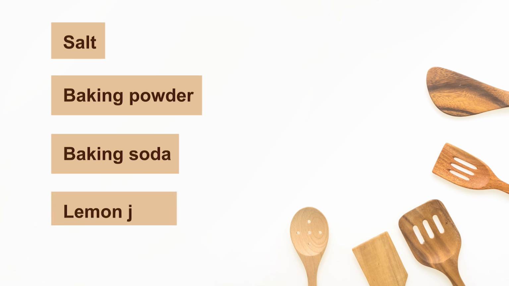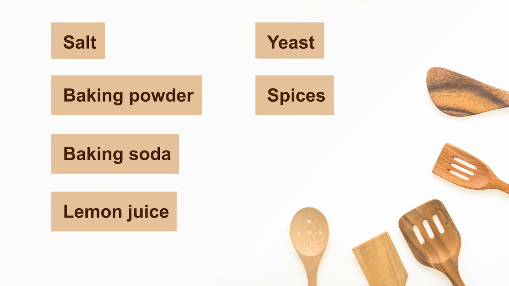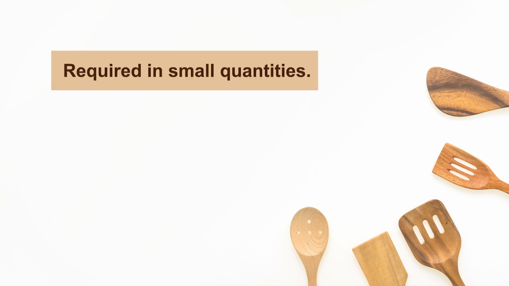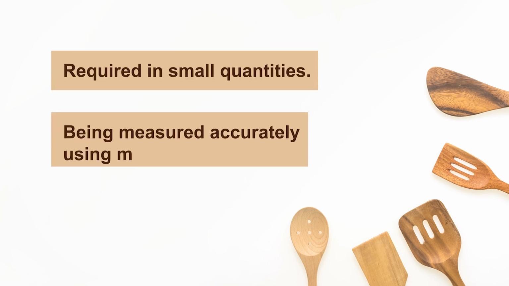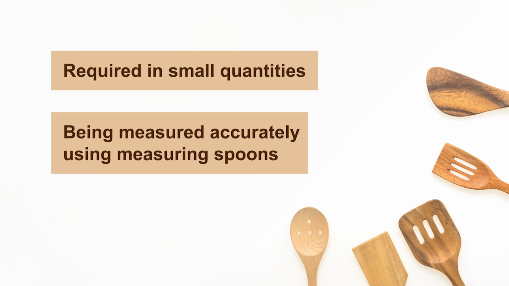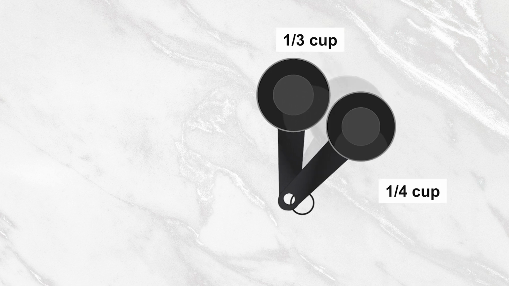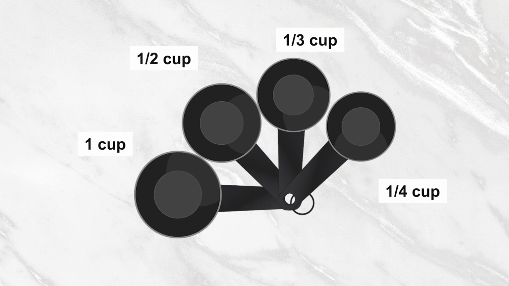These spoons are used when mixing salt, baking powder, baking soda, lemon juice, yeast, spices and leaveners in the baking product, as they are required in small quantities and thus being measured accurately using measuring spoons. Measuring glasses are used to take the measure of flour, cream and sugar in the bakery products. A set of measuring cups include the sizes of 1/4 cup, 1/3 cup, half cup and 1 cup.